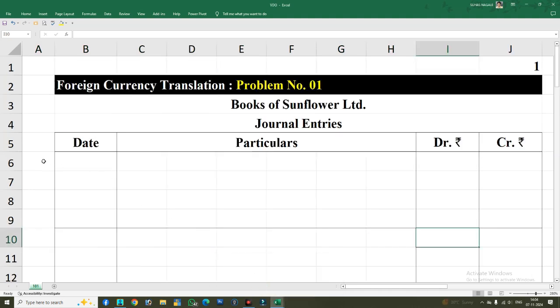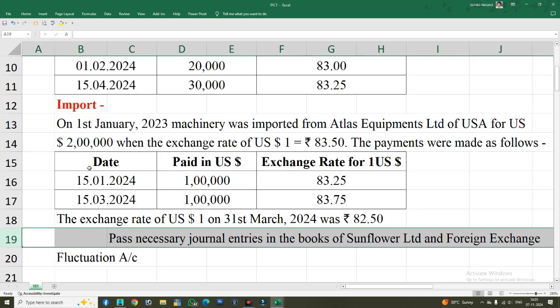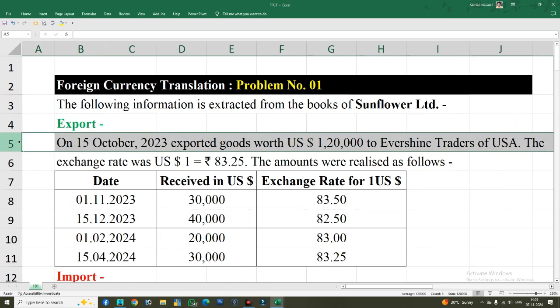I have made the format, and this format is in the books of Sunflower Limited. We have to pass necessary journal entries. Date column, particulars, debit rupees and credit rupees. In this topic, date sequence is very important, so we have to follow the order of date. I am writing there. First entry, we have to check the date. We have to pass the first entry on 15th October 2023.